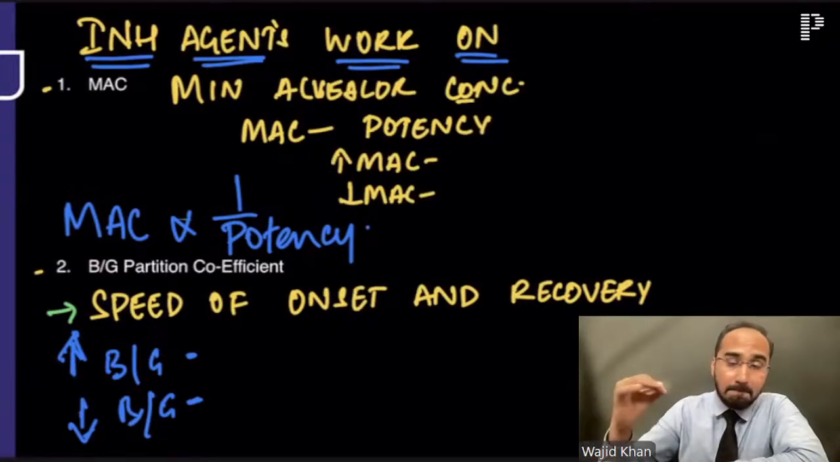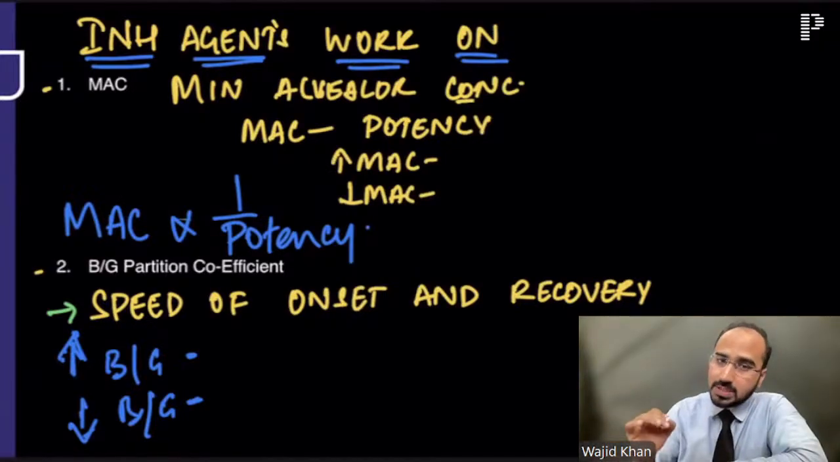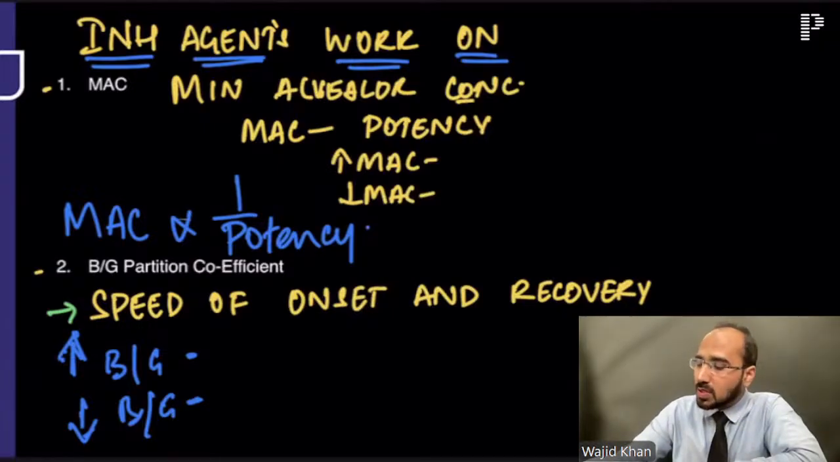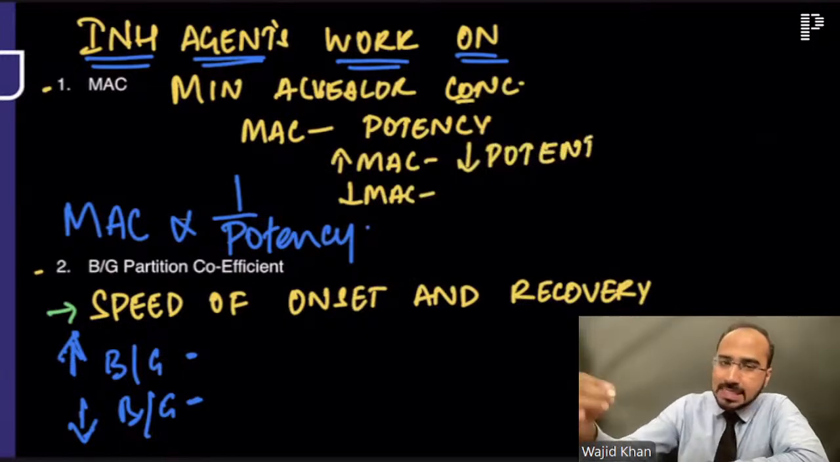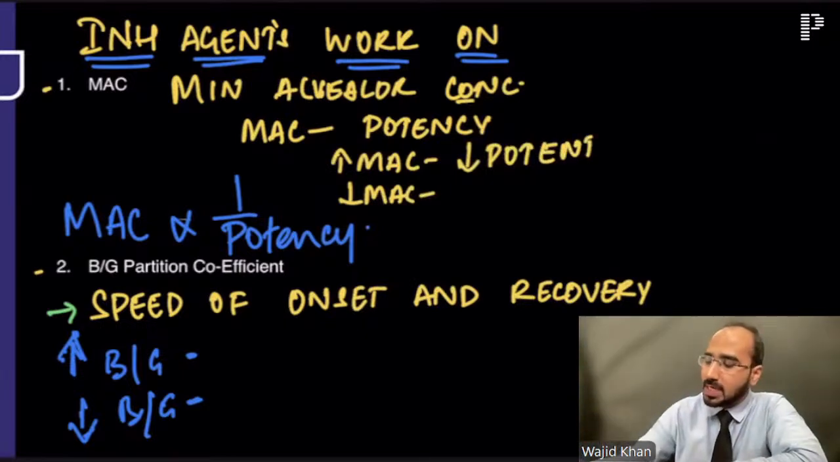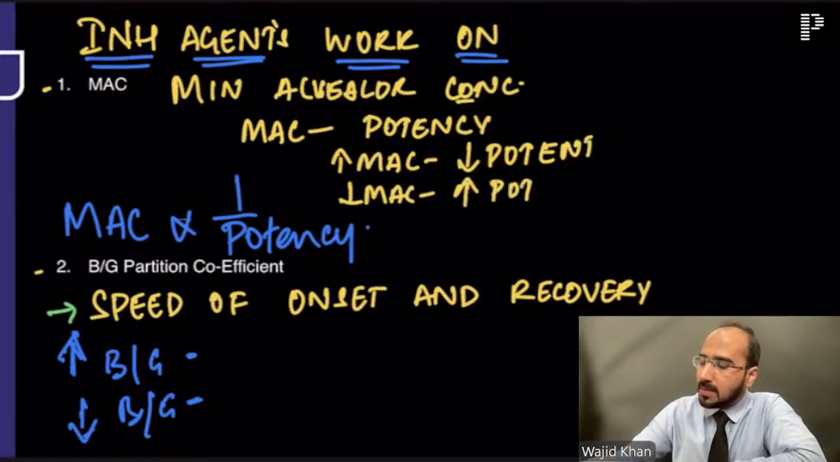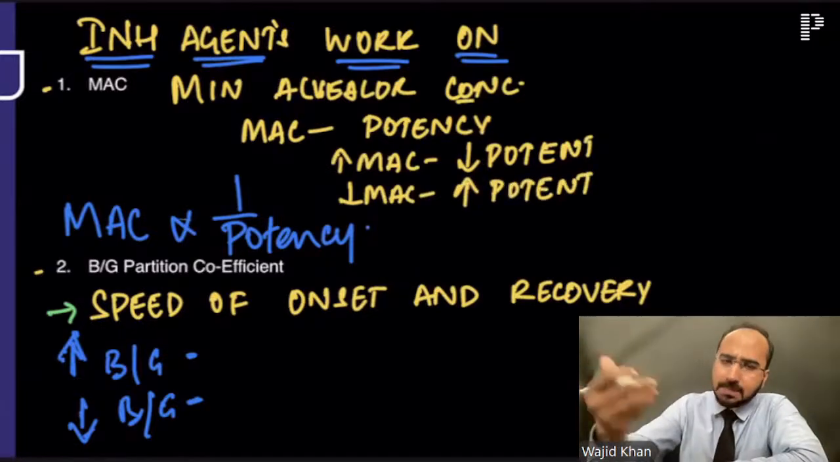But remember, MAC and potency are always opposite. What does it mean? MAC and potency are always opposite means high MAC equals low potency. Any agent that has a high MAC value will be low potent. Any agent that has a low MAC value will be more potent. So MAC indicates the potency.